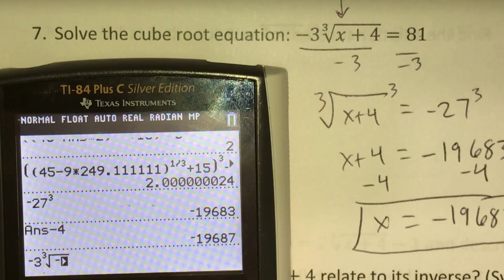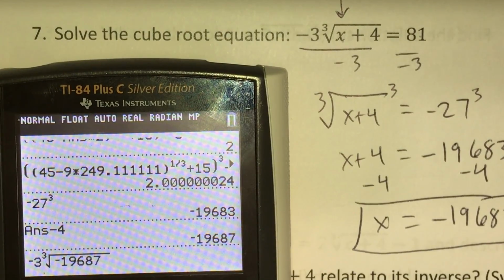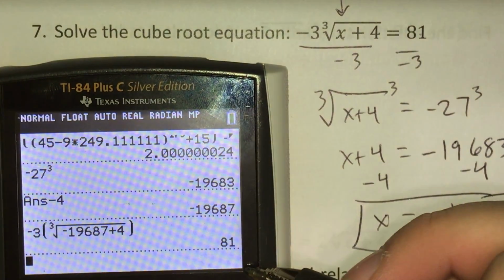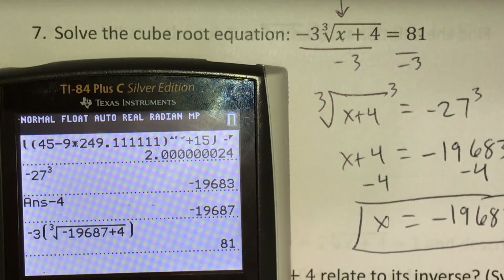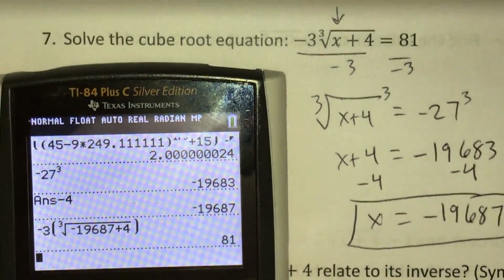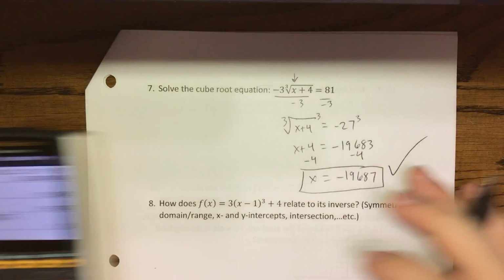And so -19,687 plus 4. And it does equal 81, so this checks. That is the correct answer. All right.